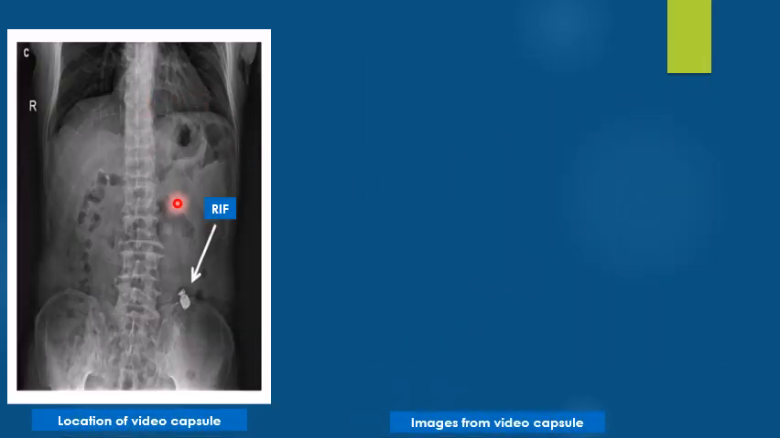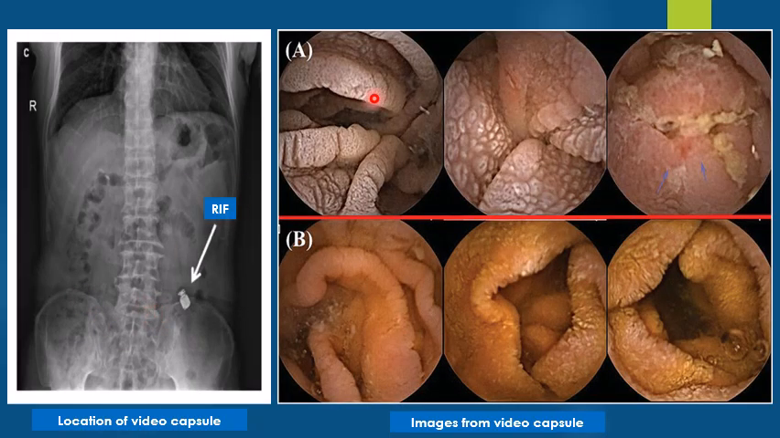Okay, this X-ray shows you the capsule in the left iliac fossa, after it has traveled all the way down through the small and large intestine to reach the right iliac fossa. As it travels down, it transmits numerous pictures and videos of the bowel as it goes along. These are some of the pictures showing you normal bowel, small intestine and large intestine.